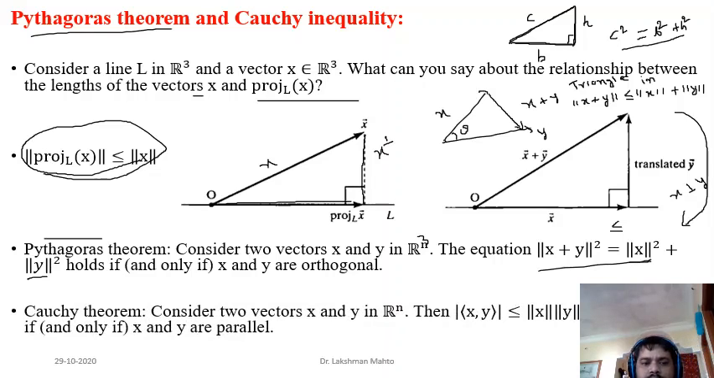One more inequality is coming, the Cauchy inequality. It is defined with respect to the inner product, the absolute value of the inner product. If you take any two vectors, and here you don't know the angle between x and y, the angle may be anything. So what is the absolute value of the inner product of x and y? It will be bounded above by the product of the norm of x and the norm of y. This is a very famous inequality. The proof is also very simple. Using the definition of inner product, you can easily establish it. I don't want to go into proving it.